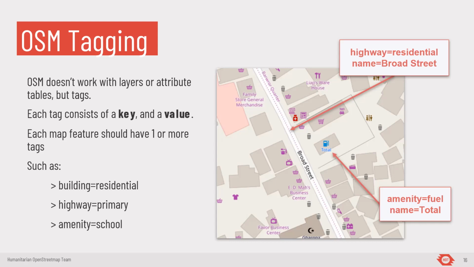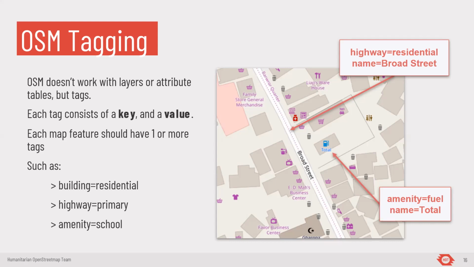Each map feature has one or more tags. For example, a building could be residential. A highway could be primary, secondary, tertiary, or unclassified. You have amenity, like school, maybe hospital, dispensary, or clinic. Those are different tags that are used on OpenStreetMap.